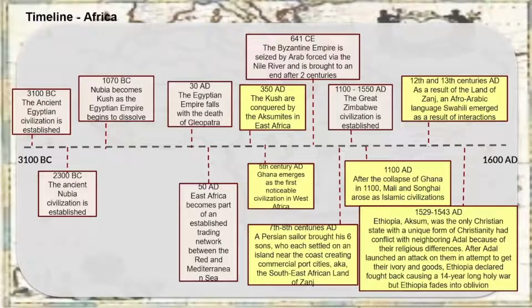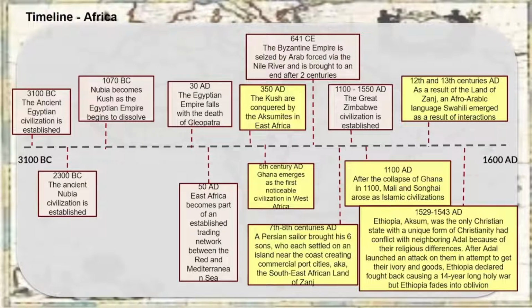And then by the end of this time period, Ethiopia and Axum were the only places that hadn't been conquered by Christianity, while most places had been converted to Christianity. And Adal actually launched an attack on Ethiopia to get their ivory and goods because Ethiopia was so large in the trading network between the Red and the Mediterranean Sea that they wanted it.